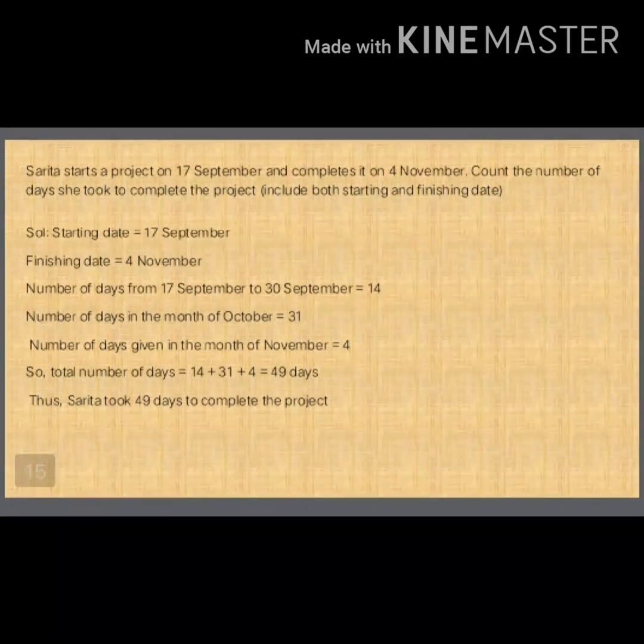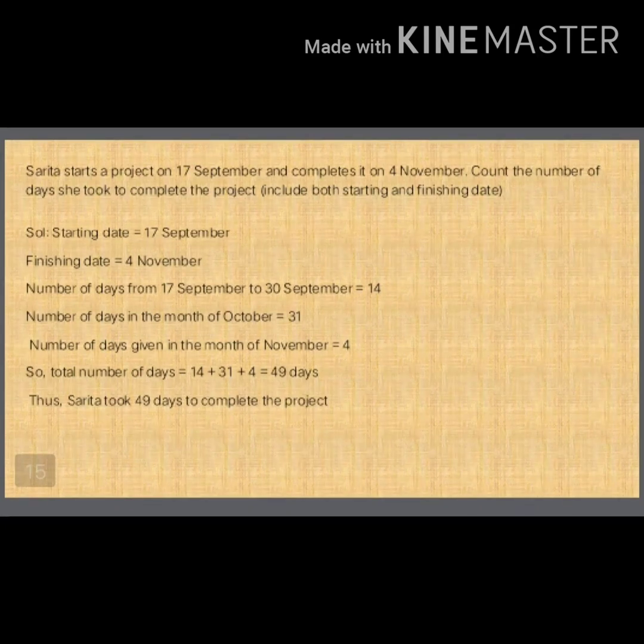Let us see another example. Sarita starts a project on 17th September and completes it on 4th of November. Count the number of days she took to complete the project. Include both starting and finishing date. So now, as we can see, she has started a project from mid-September and she ends up at the initial November. Let us count.